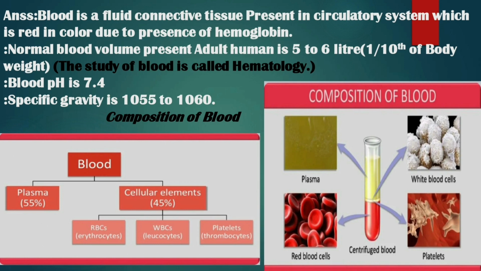The study of blood is called hematology. Blood pH is 7.4, specific gravity is 1055 to 1060. Composition of blood: blood contains plasma 55% and cellular elements 45%. Cellular elements contain RBC erythrocytes, WBC leukocytes, platelets thrombocytes. When we centrifuge the blood, we can see plasma, white blood cells, red blood cells, platelets.